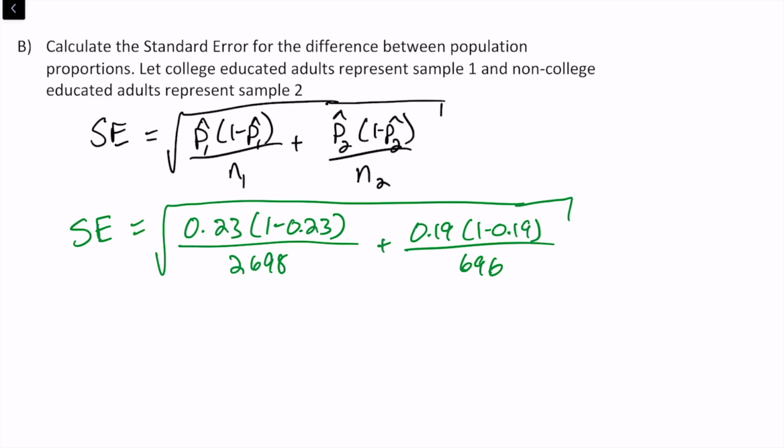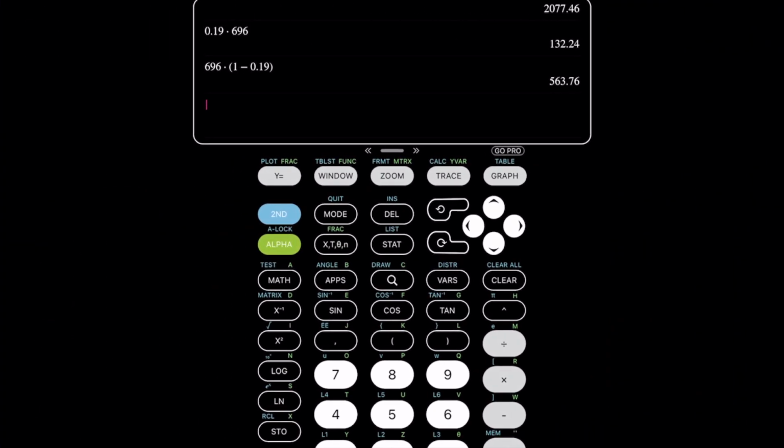Spoiler alert, I'm going to show you how to do this using technology, which will greatly speed up this process. So just hang in there. All right, let's go to our calculator. Let's clear this out. Start off with the square root.